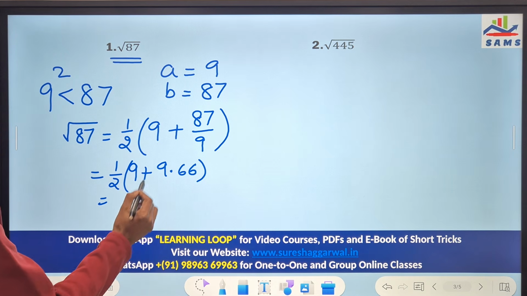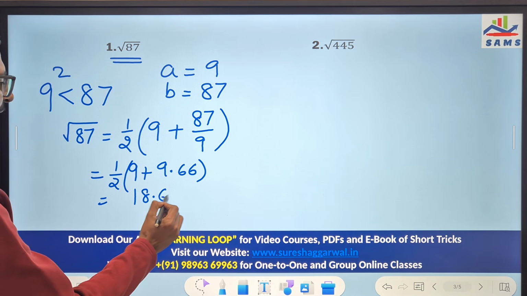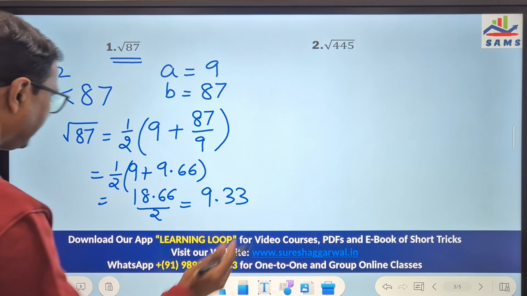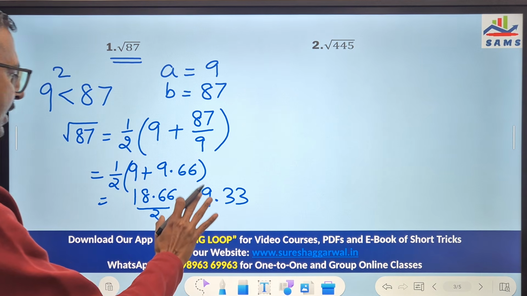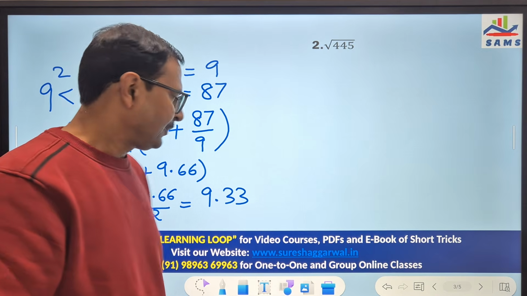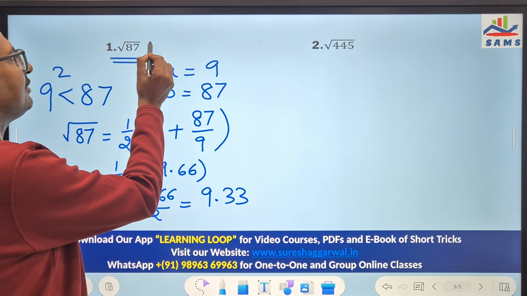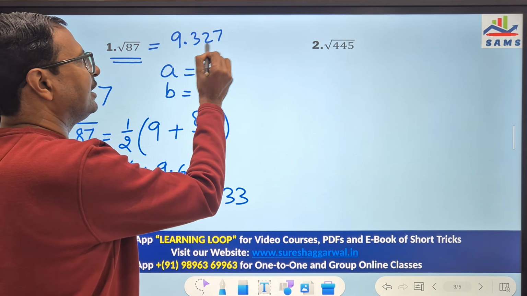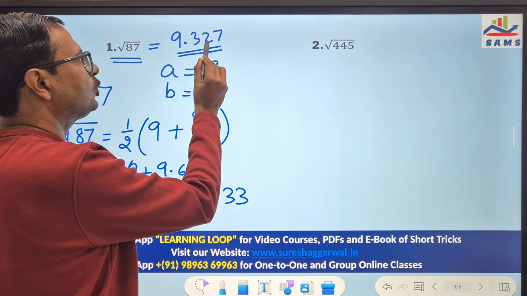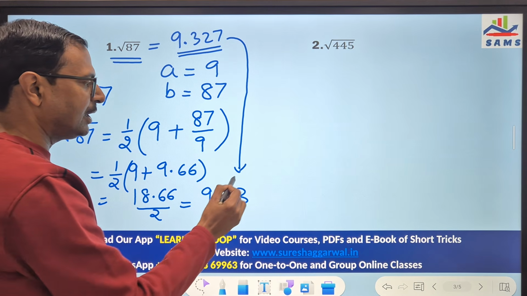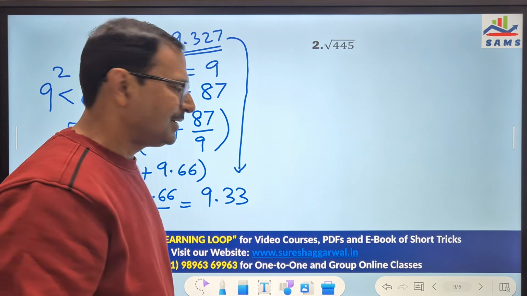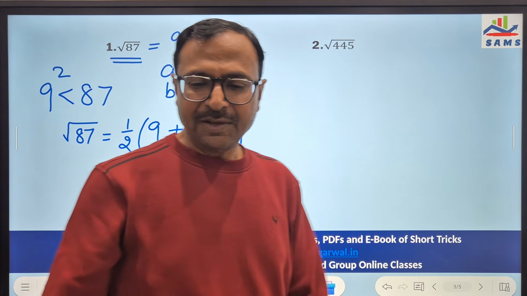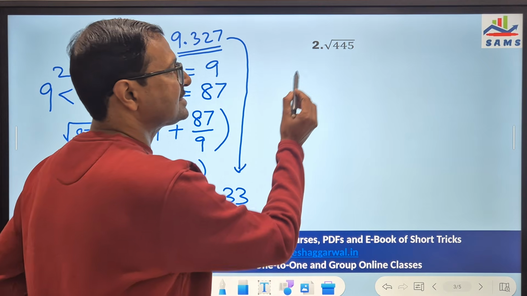and when you add this you get 18.66, and divided by 2 you get 9.33. Now if you check using the calculator, the square root of 87 will show you 9.327, and if you round it off to 2 decimal places you will get the same answer, 9.33. So very close answer. Likewise, if it is a 3-digit number, the trick still works.